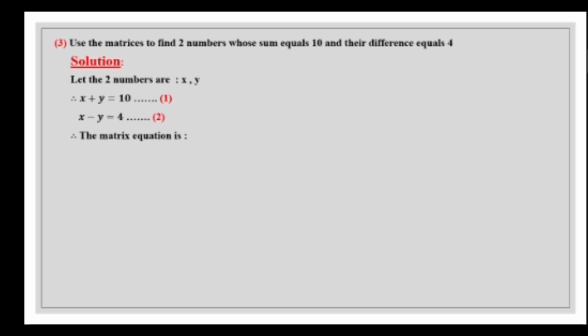So the matrix equation will be the matrix of coefficients, which is 1, 1 and 1, -1, multiplied by the matrix of the variables, which is x and y, equals the matrix of the constants, which is 10 and 4.